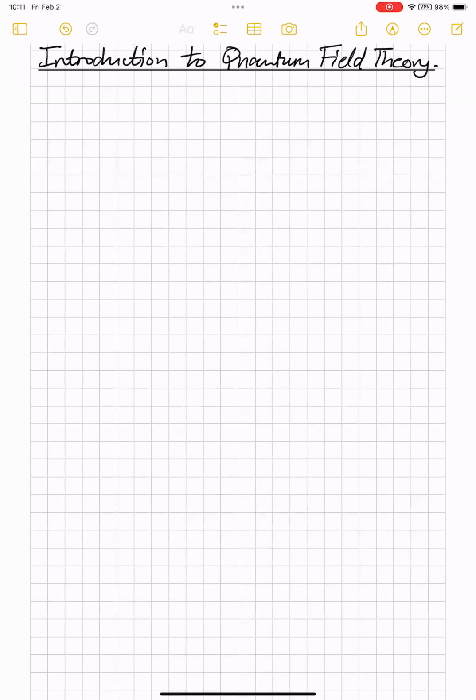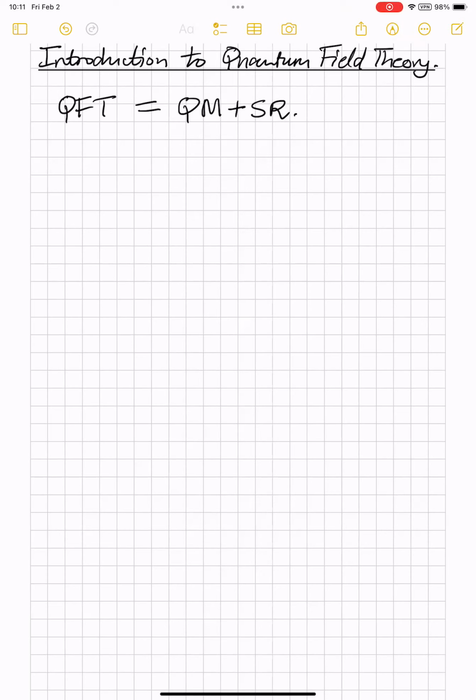What is quantum field theory? Well, I can give a very basic answer to say what quantum field theory is. Quantum field theory is quantum mechanics plus special relativity. Okay, so what do I mean by that?